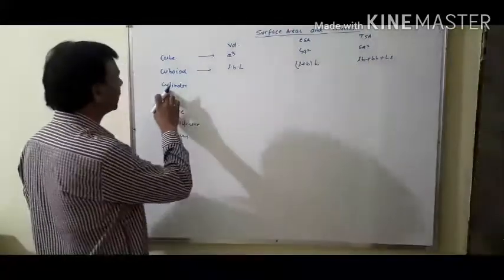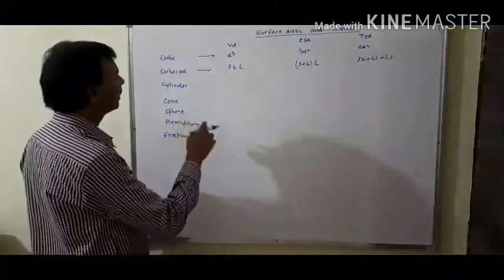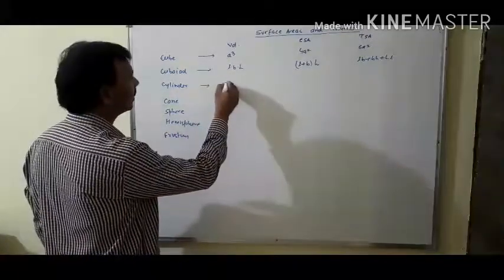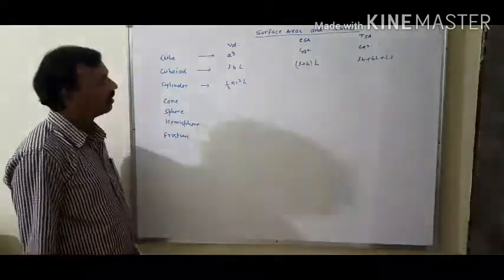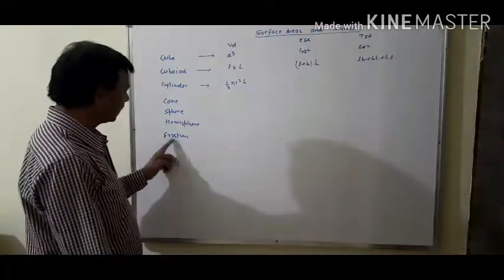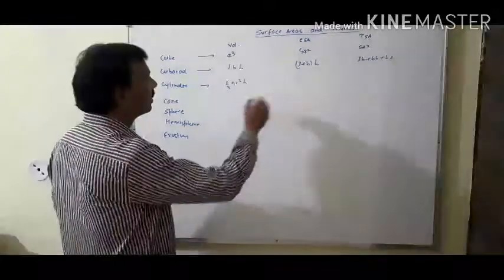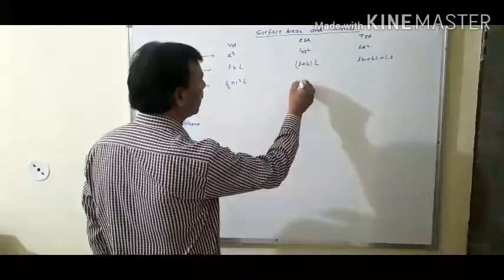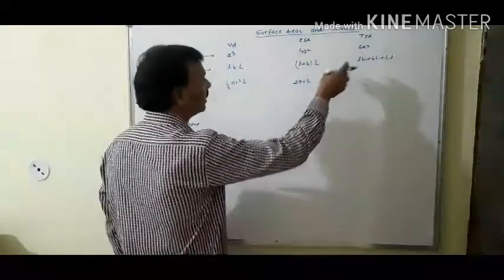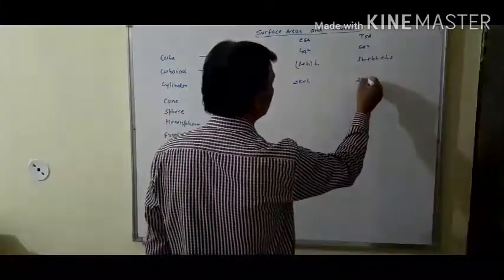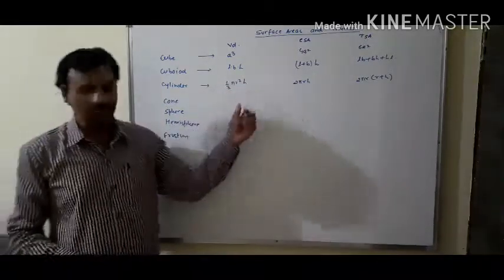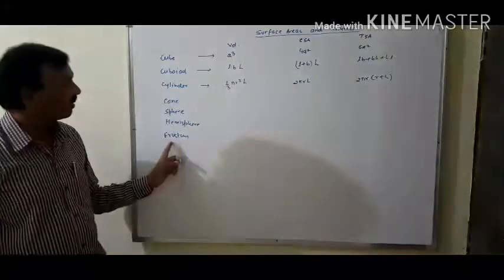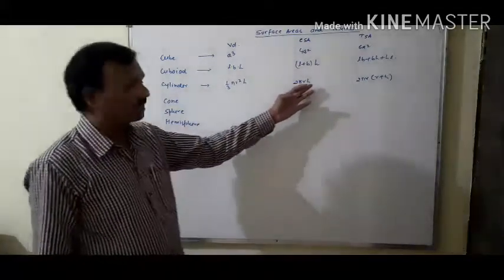Cylinder: what is the volume of cylinder? Volume of cylinder is pi r square h. CSA of cylinder will be 2 pi r h, and TSA of cylinder is 2 pi r into r plus h, where r is the radius of base of cylinder and h is the height of cylinder.